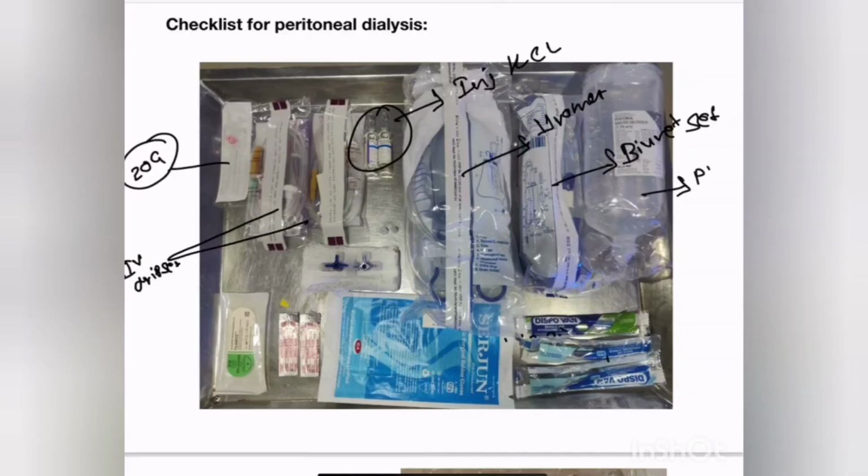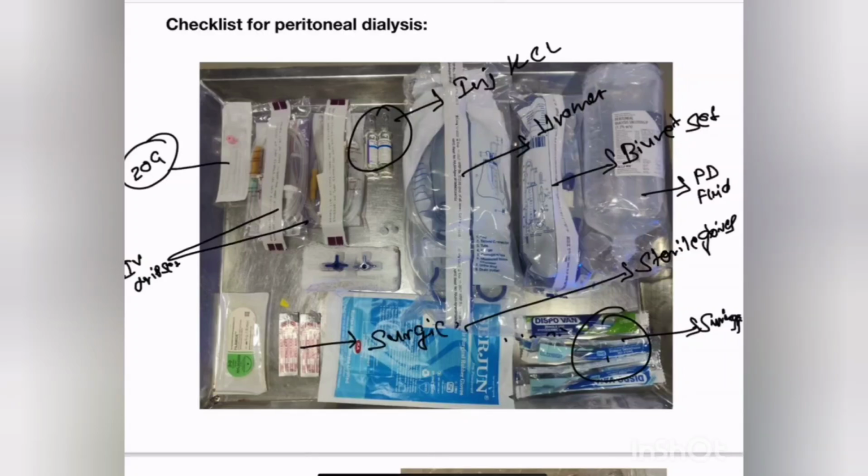This is PD fluid, and we need syringes and sterile gloves, surgical blade, suture material, 3-0 suture material, and a 3-way stopcock.